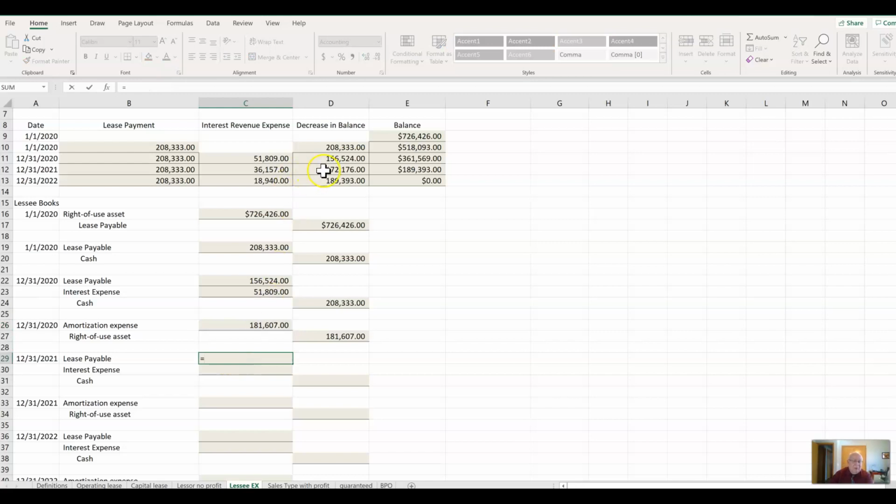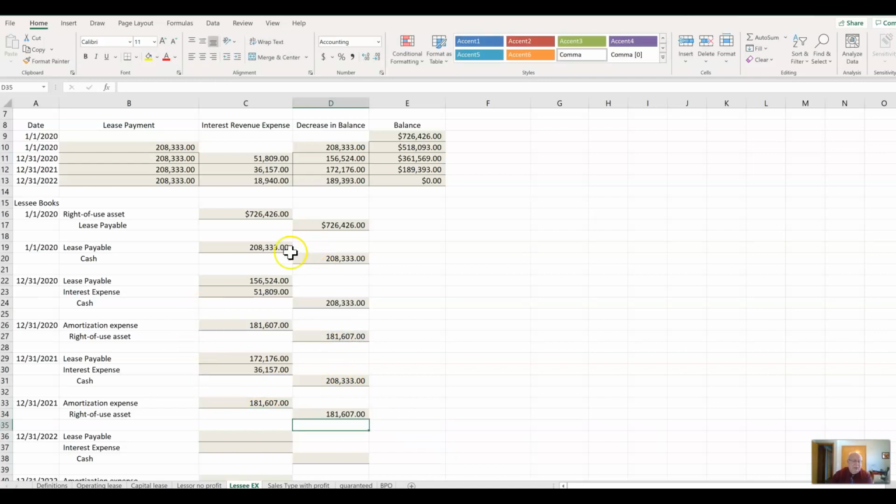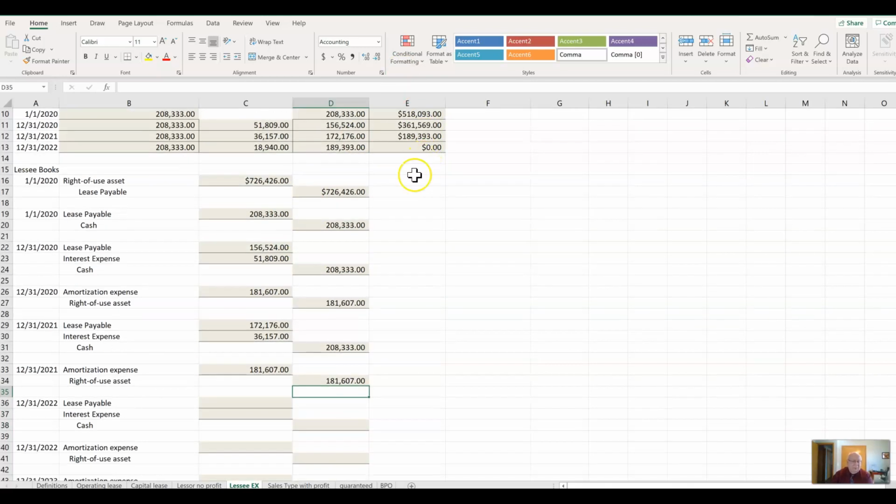So the lease payable is 172. This one is going to be 36,157. And the cash is a 208,333. And the amortization expense is going to be exactly the same we had before, 181,607. Okay, so that's because you calculate the same way, 726,426 divided by 4, because it's a 4-year life, 4-year term.